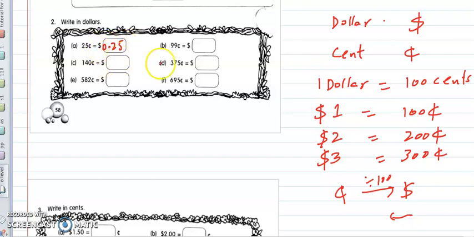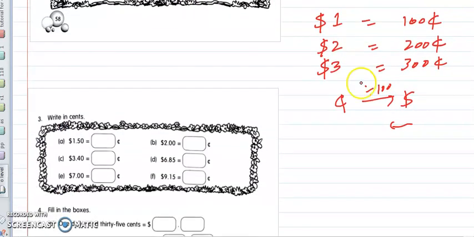So $0.25. In the same way, here we have 99 cents, so I will count 1 2. After the 2 digits, counting from the right side, I will write the decimal, so it's $0.99. So this is 1 2, so it is going to be 1.40, because I have to start counting from the right. After 2 digits I will write the decimal point, so it will be equal to $1.40. In the same way, this can be $3.75. In this one it is going to be $5.82. This one is going to be $6.95.